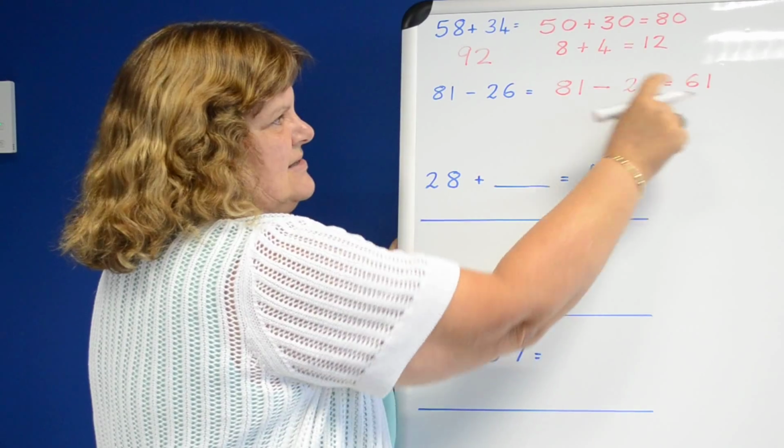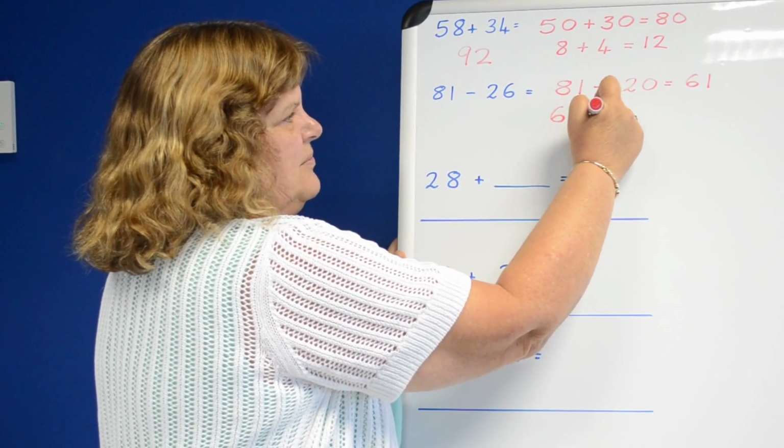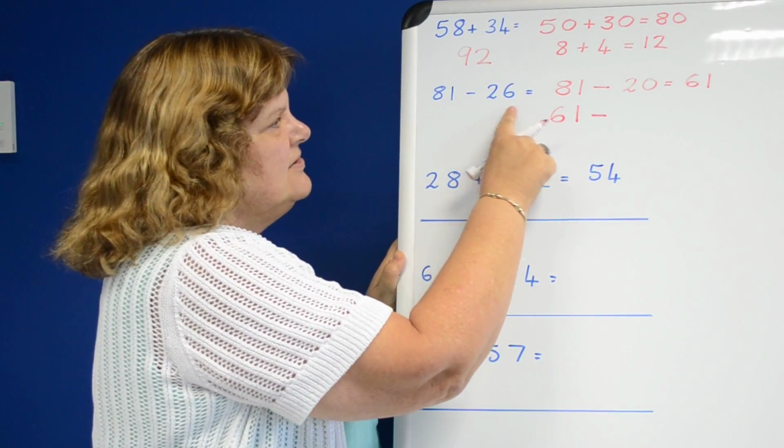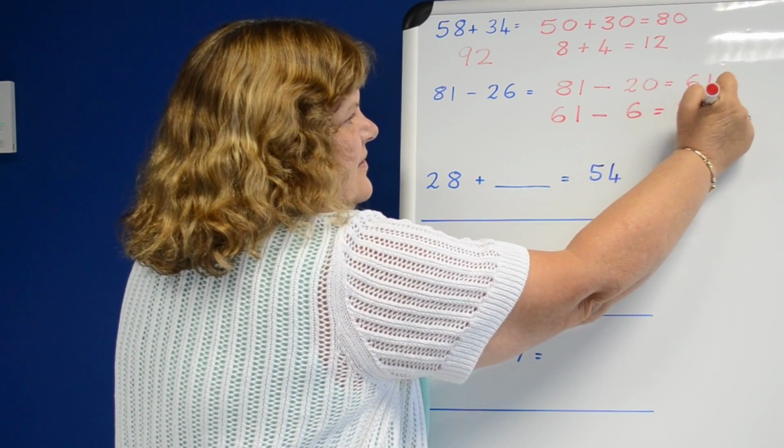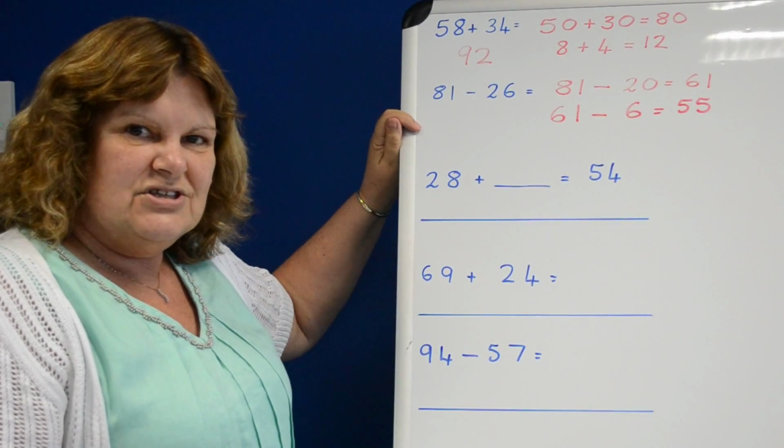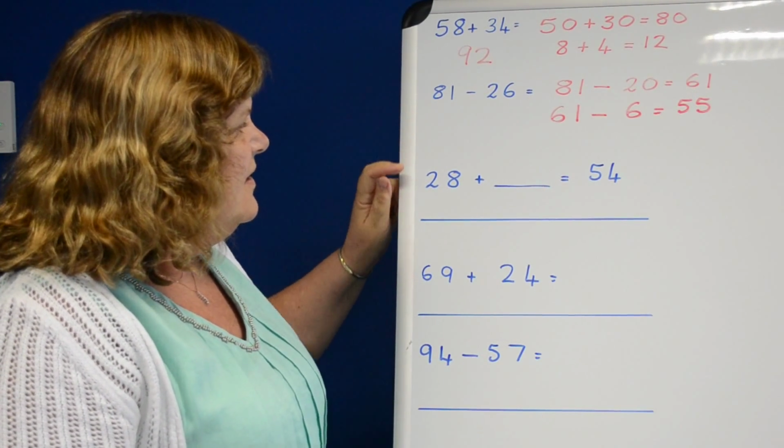I'm going to use that 61, and now I'm going to take away the ones. So 61 take away 6 is 55. Both of those strategies are place value partitioning.